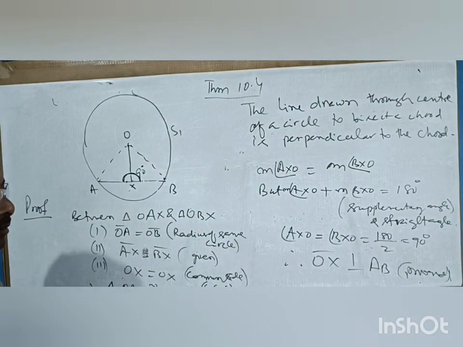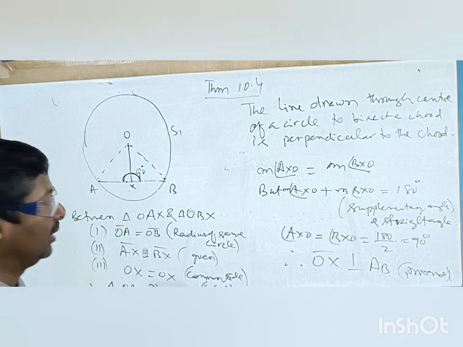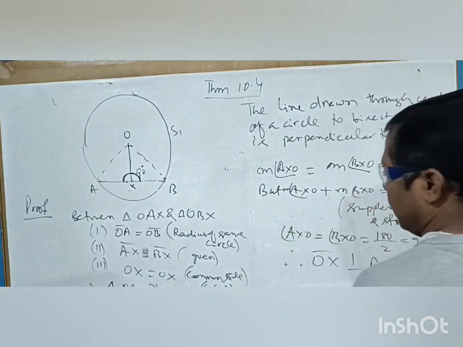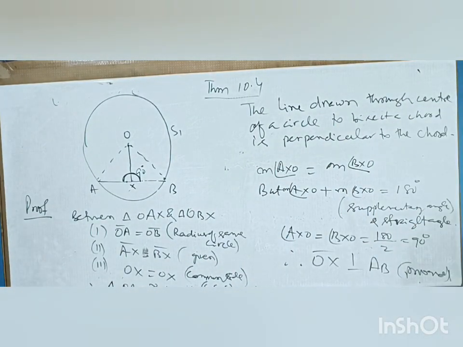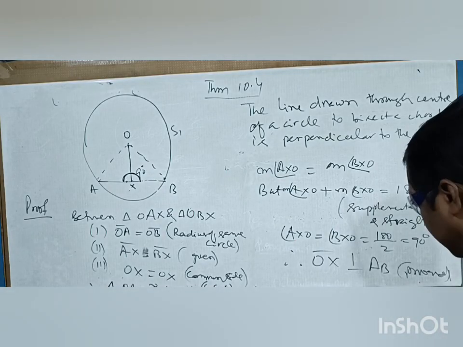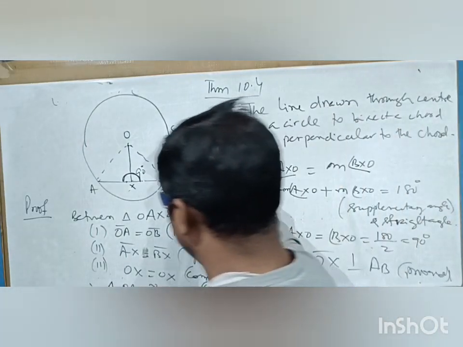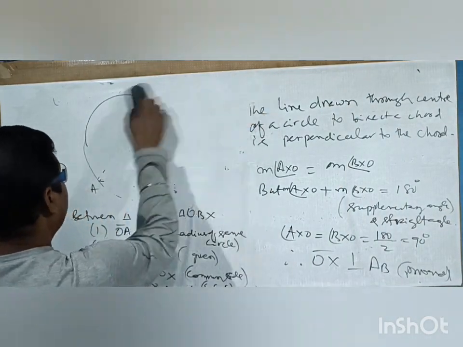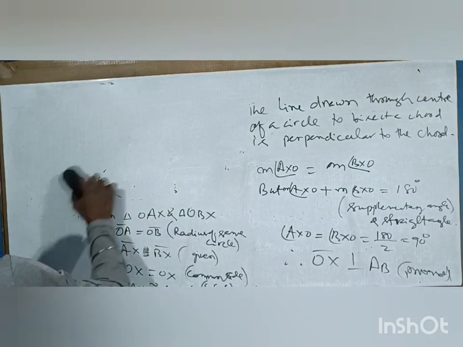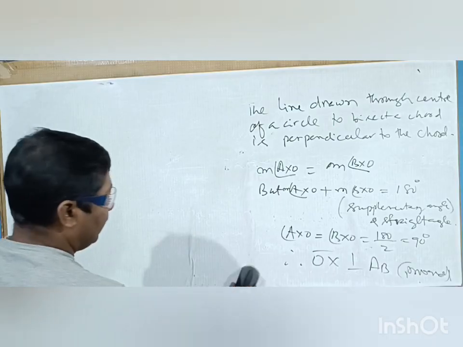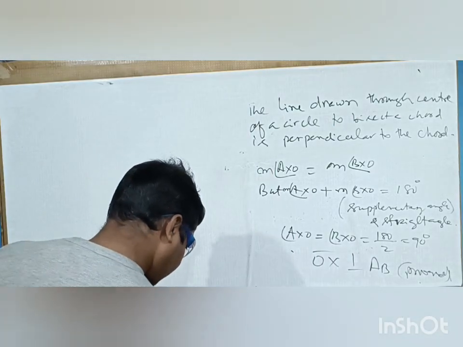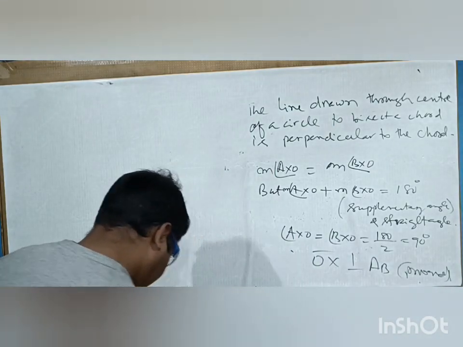The same thing is these two lines are extra needed, and the congruency in that case is SAS, but here it is SSS. Let's solve one problem regarding this type of theorem, an application of these two theorems. Let me write the question first.